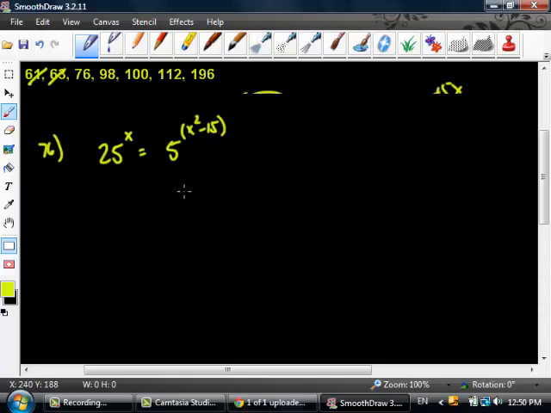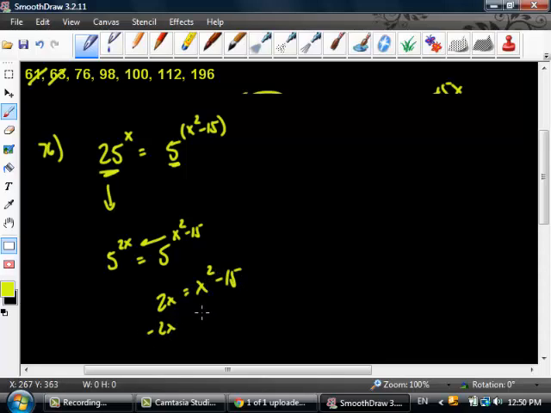Okay, when we have a problem that looks like this, I have a base of 25 and a base of 5. I'm going to try and create a base of 5 every single time. So 25 is really 5 squared to the x. And that's going to equal 5 to the x squared minus 15. And now, since my bases are the same, I'm going to go ahead and set my exponents to be the same.